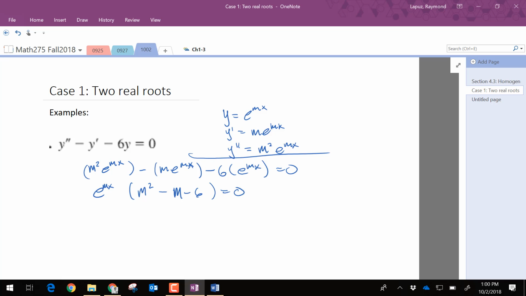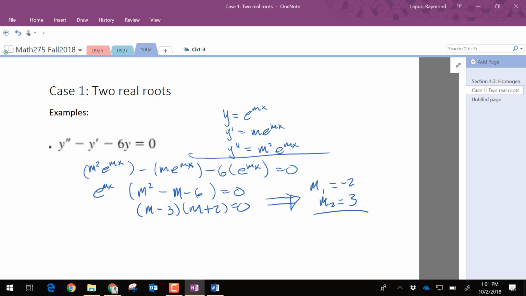And so I think we can factor this, right? 2 and 3 or something. m minus 3, m plus 2 equals 0. And then we'll call it m1 and m2. We'll get negative 2 and positive 3 to be our solutions.